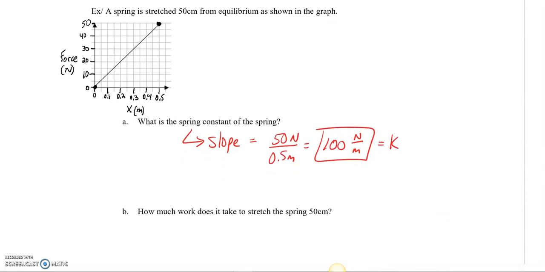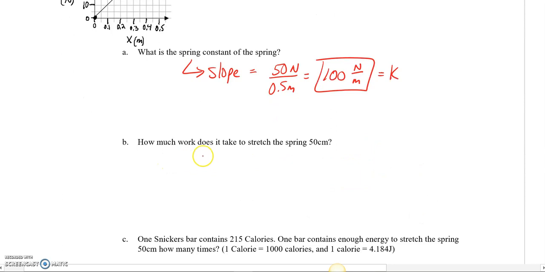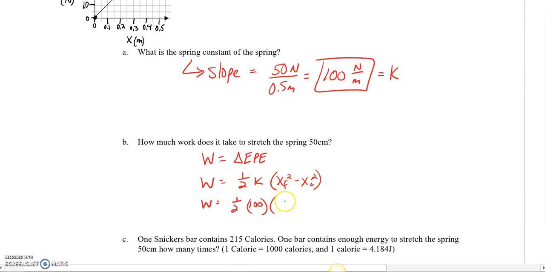Part B, how much work does it take to stretch the spring 50 centimeters? So in this case, the work that we're doing is going to change the amount of elastic potential energy stored in the spring. So work equals 1/2 K times x final squared minus x initial squared. 1/2 times 100. Final stretched distance is 50 centimeters, which is 0.5 meters, squared, minus 0 squared because the spring was not stretched initially. This equals 12.5 joules.